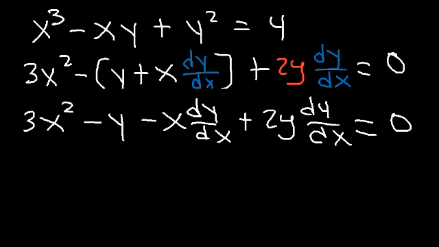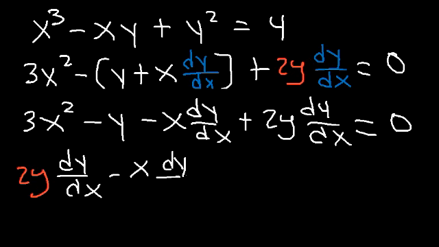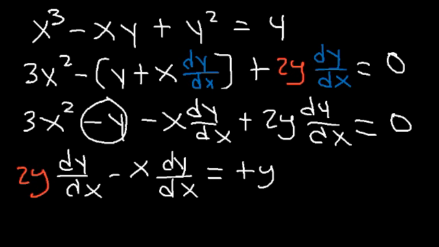Everything that does not have a dy dx, let's move it to the right side. So on the left, we have 2y dy dx minus x dy dx. And on the right side, negative y is going to become positive y. And the positive 3x squared, which is on the left side, will change to negative 3x squared on the right side.